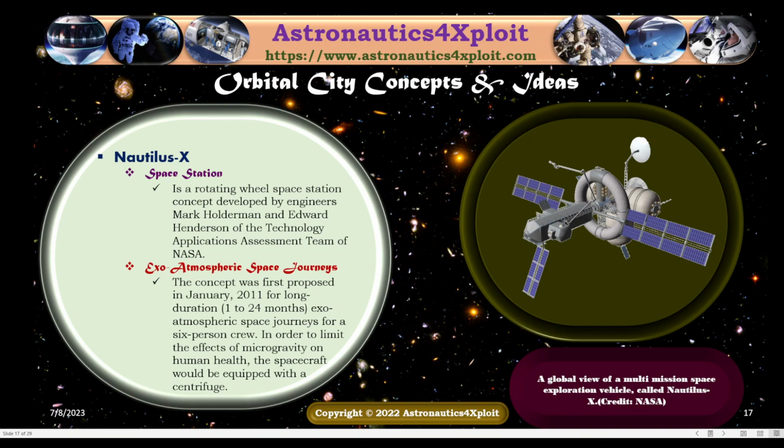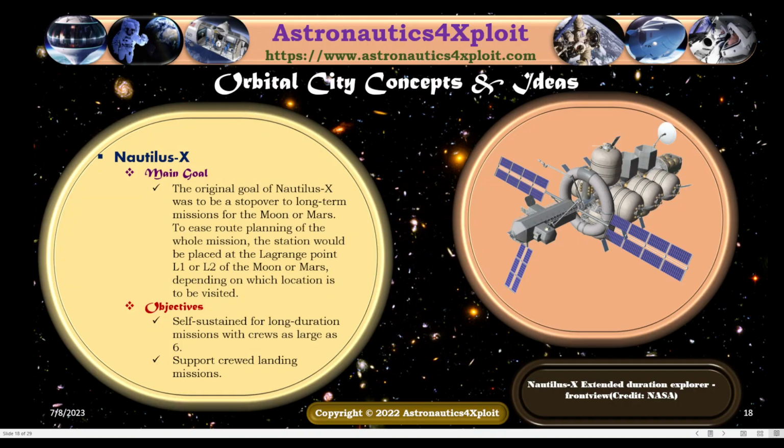Nautilus X is another orbital city concept and idea. It is a rotating wheel space station that Mark Oderman and Edward Anderson of the Technology Application Assessment team of NASA proposed. The concept was first proposed in January 2011 for long-duration, about 1 to 24 months, exo-atmospheric space journeys for a six-person crew. In order to limit the effects of microgravity on the human body, the spacecraft will be equipped with a centrifuge. A global view of a multi-mission space exploration vehicle called Nautilus X is shown in this picture.